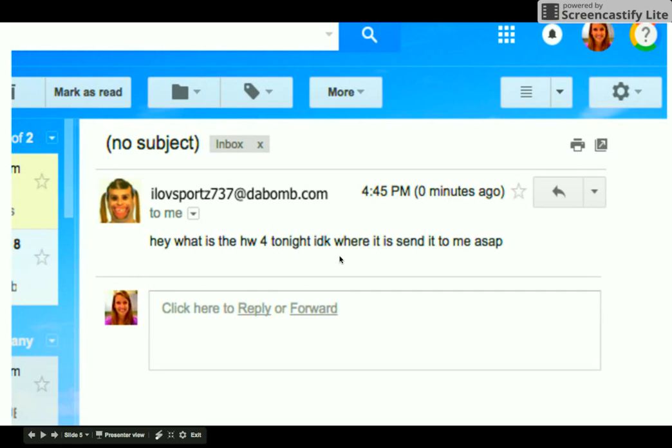However, they don't really indicate what steps they've already taken to try and find that homework. So this really kind of leads the teacher on a wild goose chase to figure out how to help this student. We need a little bit more information. I don't know where it is. Send it to me ASAP.